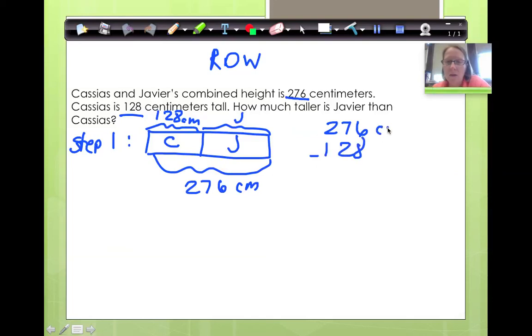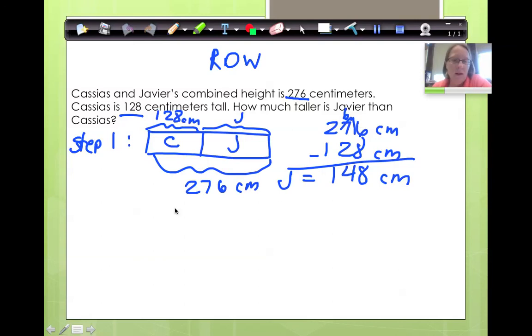Well, these are all centimeters. Find out how tall Javier is. Okay, so 16 take away 8 is 8. 6 take away 2 is 4. 2 take away 1 is 1. So how tall is Javier? Javier is 148 centimeters. I'm not done yet.